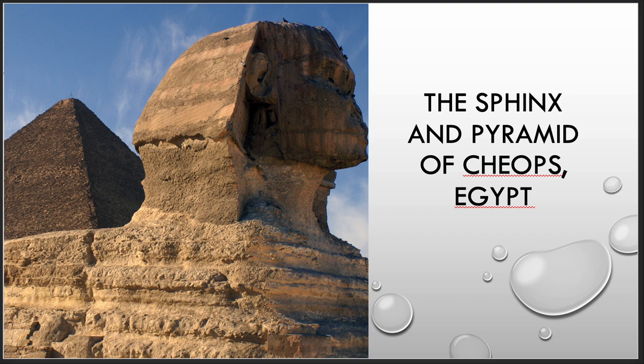This is an example of something that is both architecture and sculpture. The Sphinx itself has no usable space. It's purely decorative. You can't go inside. And so that part of this, the Sphinx, is sculpture. But the pyramid behind it was used as a burying place for the dead. So it was functional. Now today, its function is more limited.